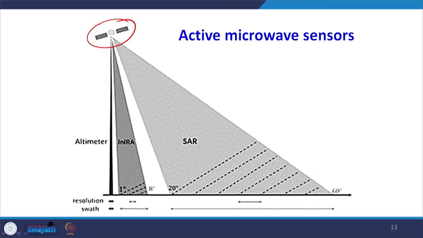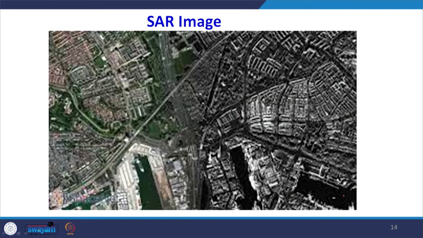Here this is a SAR, and what it is doing is sending the beam in a slant way. It is sending the beam of light to the ground at 60 degrees, and then the reflected one is noted down. So you can see that the area which is covered is quite large.